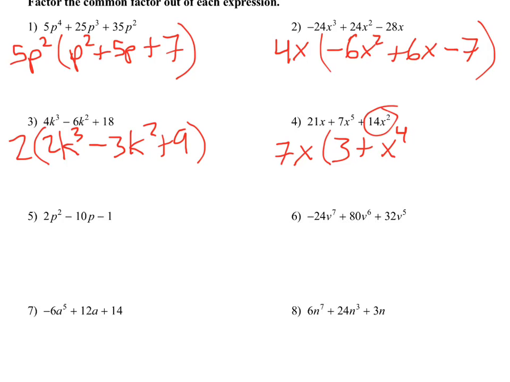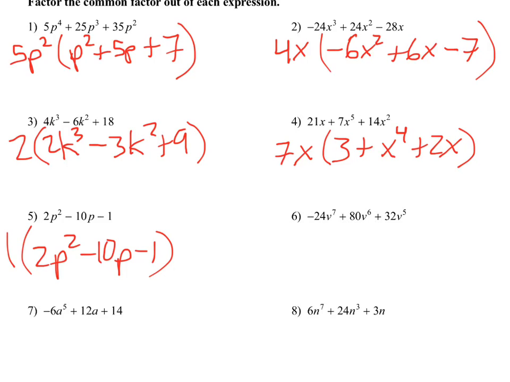And then 14x squared divided by 7 is going to give me plus 2 times x, because x squared divided by x is just x. Next one, number 5. Right here, there is actually no number that goes into all of those evenly. Well, 1, but that's kind of inconsequential. I guess I could put 1 out front, but that really doesn't do anything. So really that is as factored as it can be.